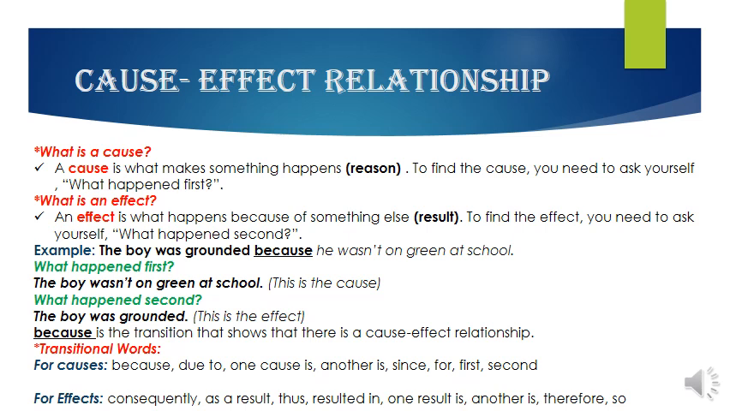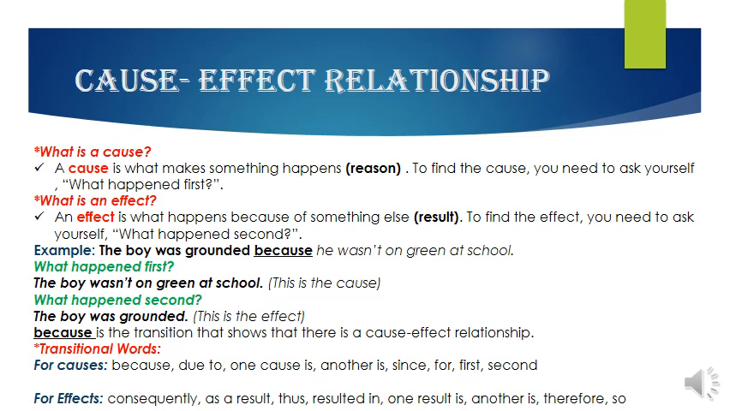Okay, first of all, we are going today to start with a new skill, which is the cause-effect relationship. Let's start with the definition of a cause. A cause, of course, is the reason why something happened, and the effect is the result. Okay, so if I said, for example, he failed in the test because he didn't study well. So if I asked myself, what happened first? What happened first is that he didn't study well.